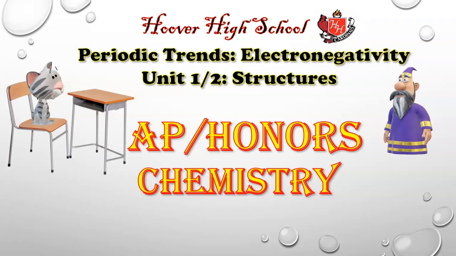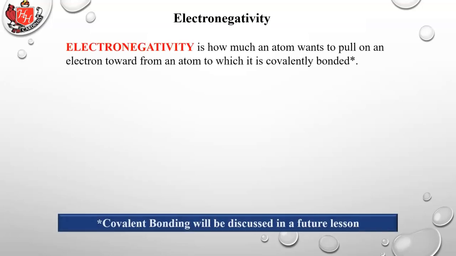Chemistry, we're on to our next lesson, and this is on the subject of electronegativity. So there's two concepts that are related, but we're going to focus on one of them. Electronegativity is how much an atom wants to pull on an electron toward it from an atom to which it is covalently bonded. Now, we have not covered that concept yet, covalent bonding. We will in a few lessons, but basically it's pulling electrons toward it from a bonded atom.